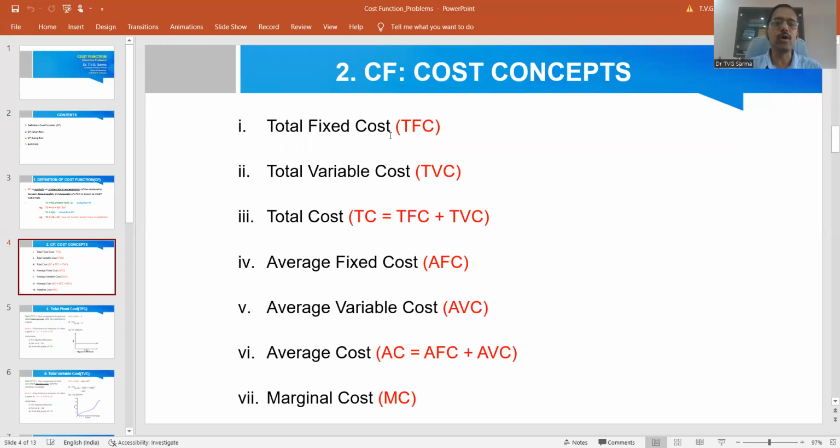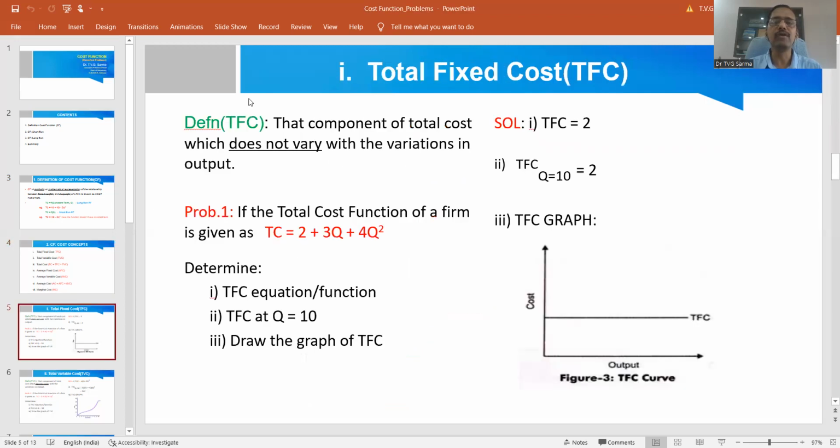All these things for all the 7 cost concepts we shall try to see. So let us start first with the total fixed cost function or total fixed cost equation. So let me go to the next slide. The first one is the total fixed cost. Now, what is the definition of a total fixed cost?